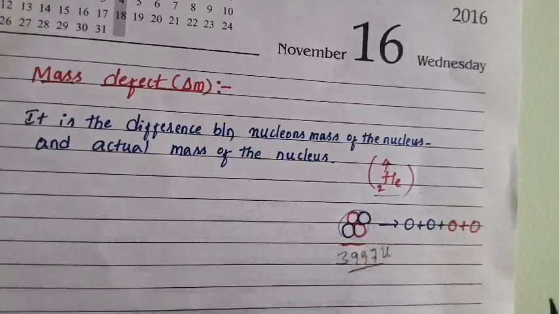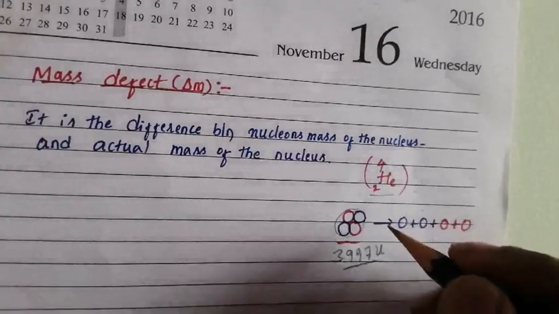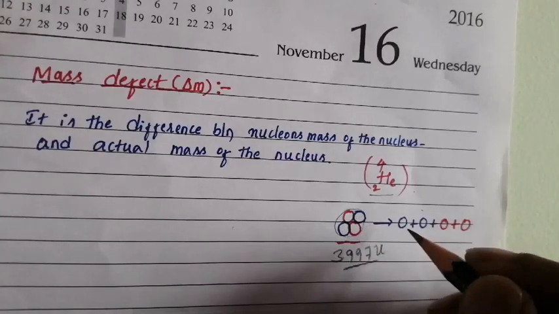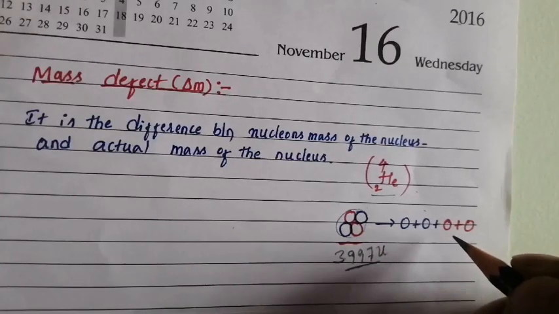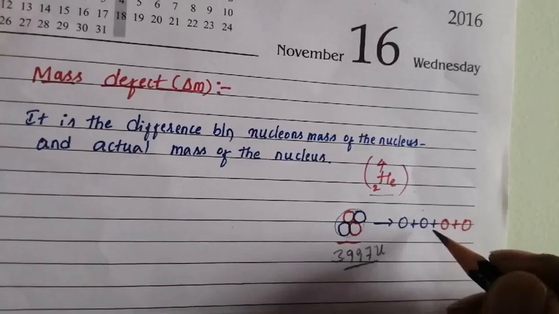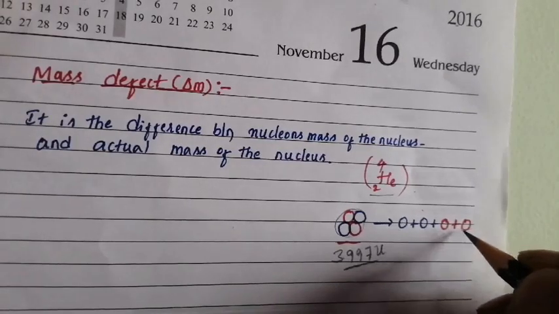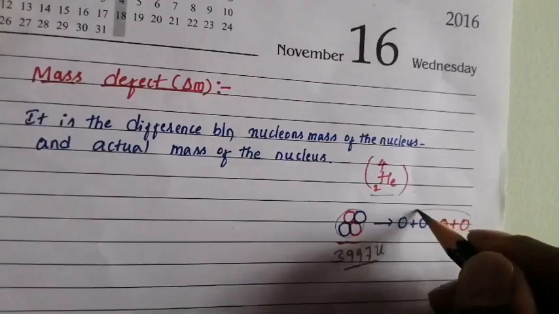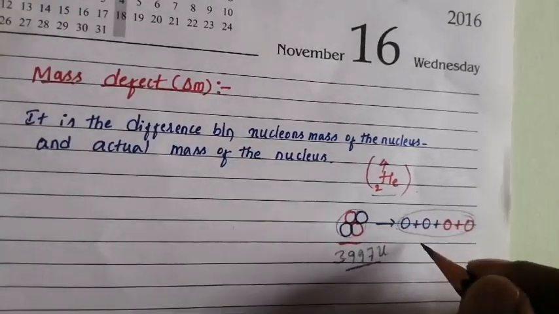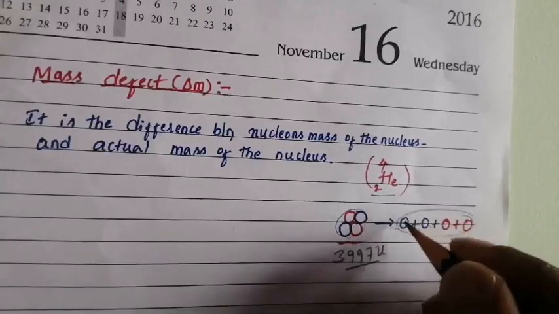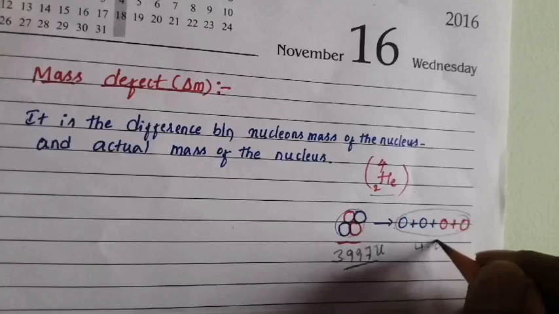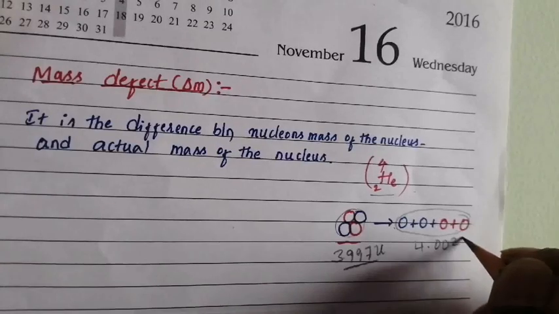They are bounded to each other. Now I want to separate these 4 nucleons and measure the mass of each nucleon individually and add them up to each other. So finally we get the mass of these individual nucleons around 4.002 AMU.